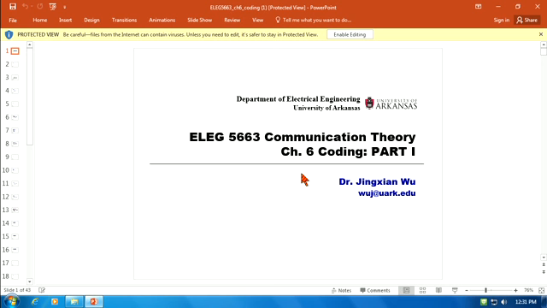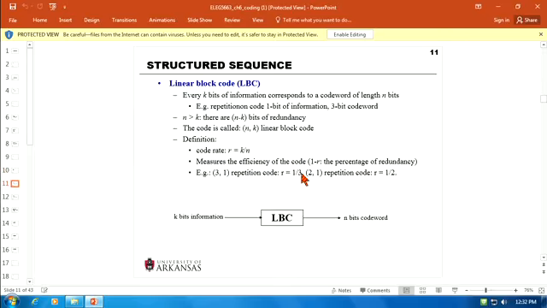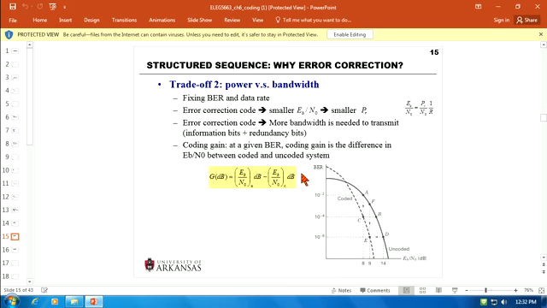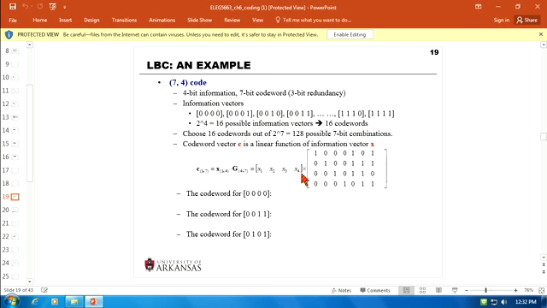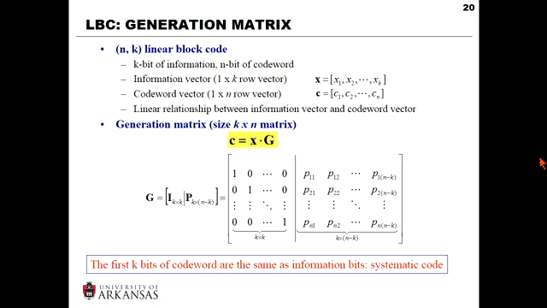All right, so last week we introduced the basic concept of linear block code, and we talked about the encoding procedure of LBC. And for linear block code, basically it contains two matrices. One is called the generation matrix G, and the other one is the parity check matrix H. By using G, we can perform encoding.